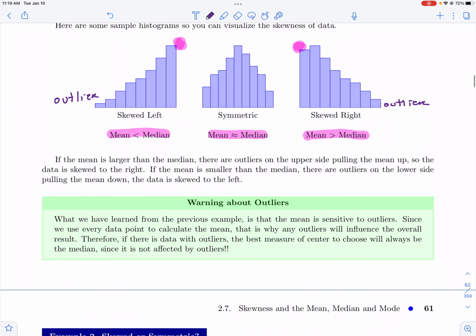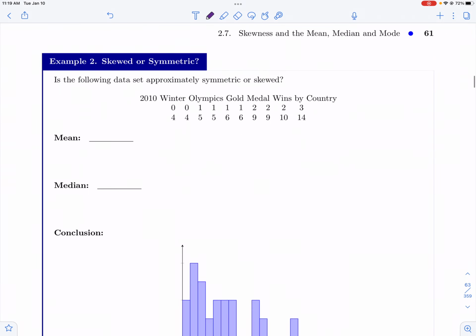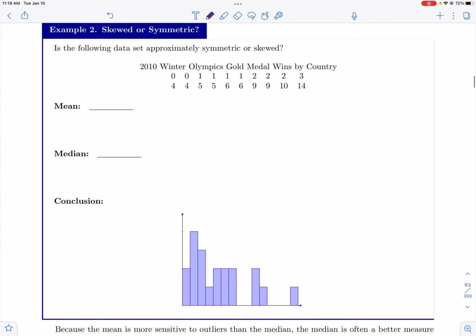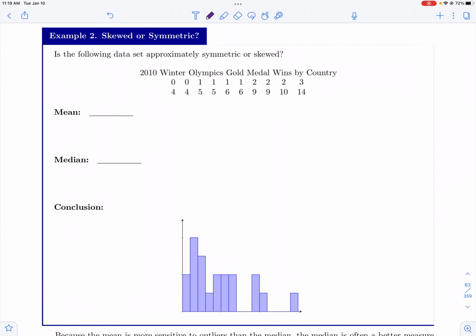So, all right, let's take a look at another example here just to see whether our data looks skewed or symmetric. So we've got our 2010 Winter Olympics gold medal wins by country. So we've got a bunch of lists here. So again, before we can do anything, we need to find the mean and the median of those, and then use the rules that we had above to figure out whether it's skewed left, skewed right, or approximately symmetric.